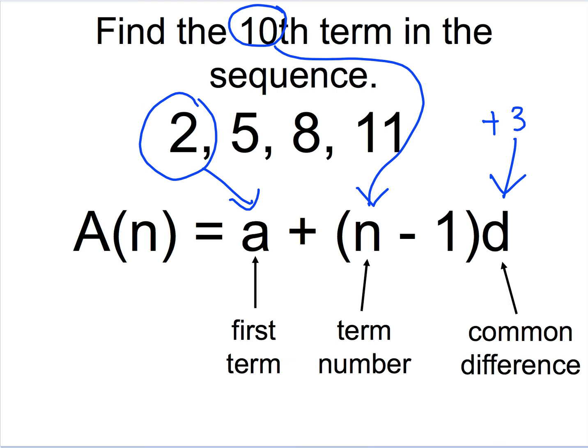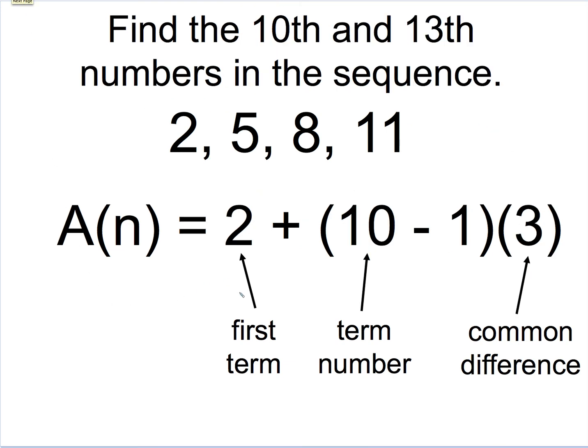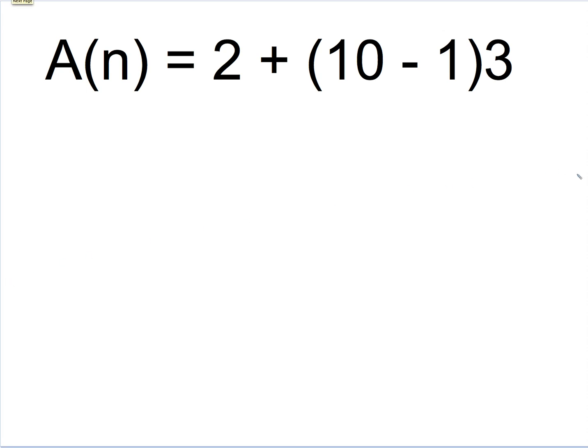So since the change is 3, that will go in place of D. So that would look something like this. 2 in place of A, 10 in place of N, and 3 in place of D. And then you would simply solve this using order of operations. So here's the problem laid out.